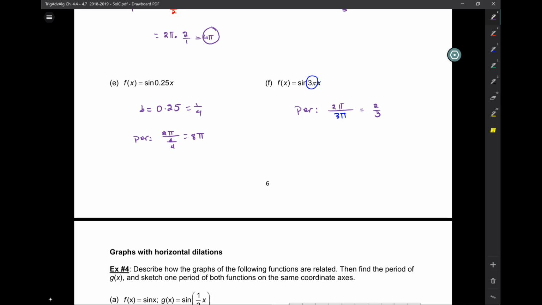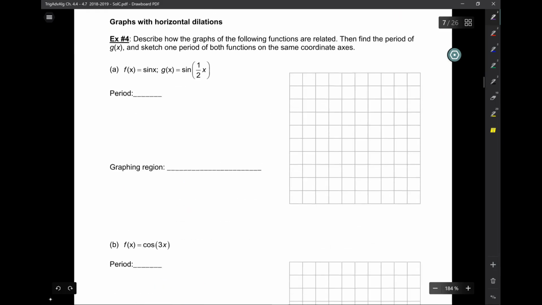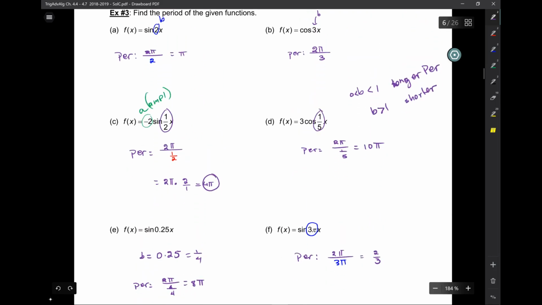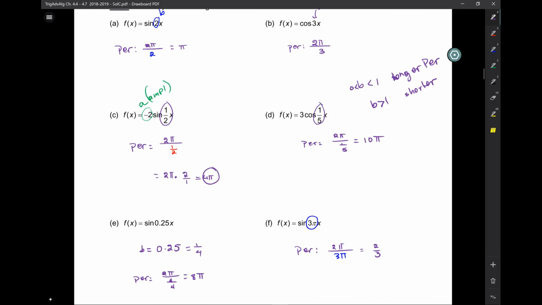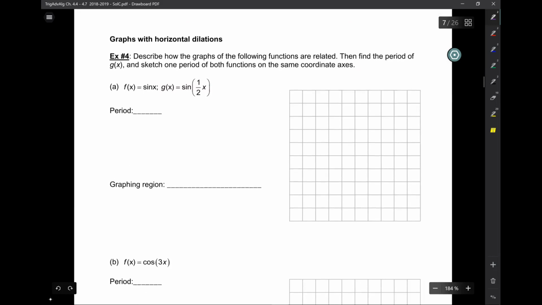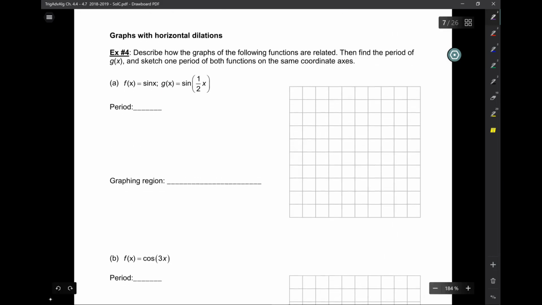Okay. So now that we know how to figure out the period of a function, let's talk about how to graph one of these. We call these graphs with horizontal dilations. Earlier we graphed ones with vertical dilations. Now these are horizontal dilations.